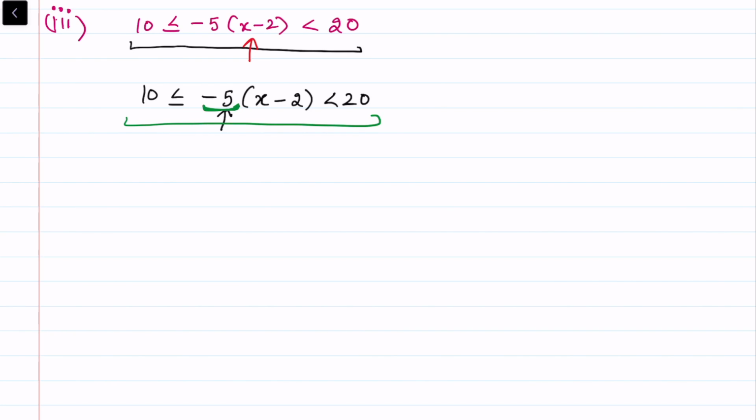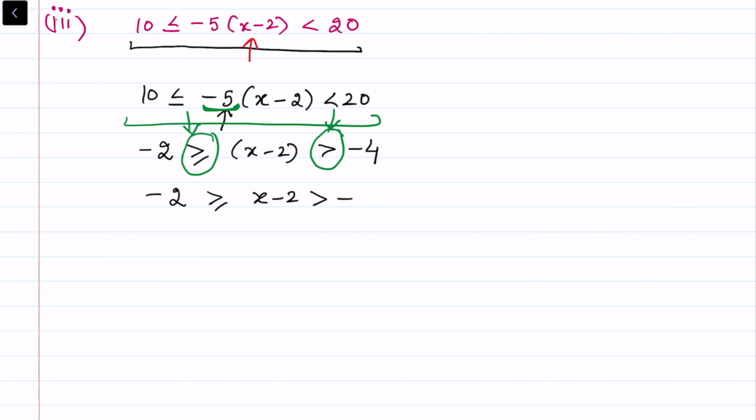So this will become 10 divided by minus 5, here I will get minus 2, it is greater than x minus 2, and this is greater than minus 4. You notice here the inequality sign has changed. This has changed now because we have divided by a negative quantity. Now this inequality is minus 2 greater than x minus 2 greater than minus 4.